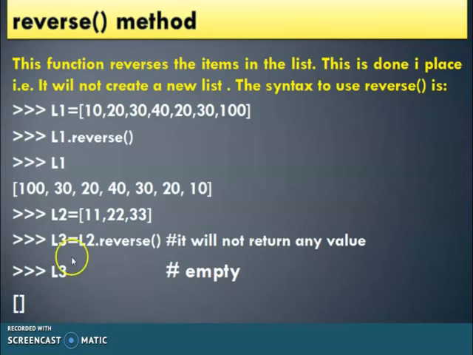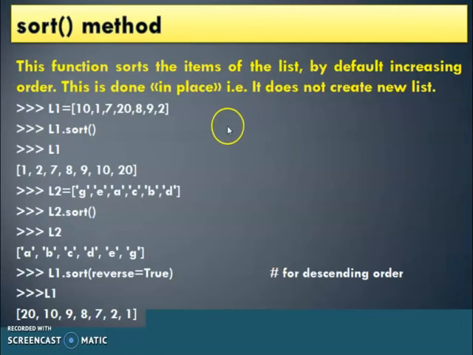That means this L3 is assigned L2 dot reverse. Okay, see, the reverse function does not return any value. That's why this L3 will be an empty list. Okay, children. Next one, sort method.